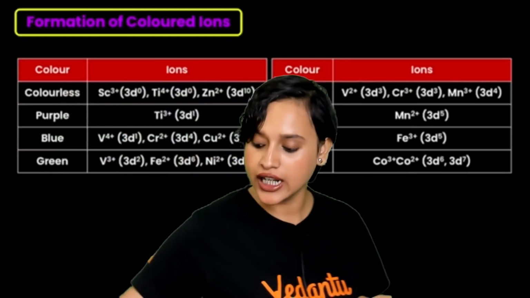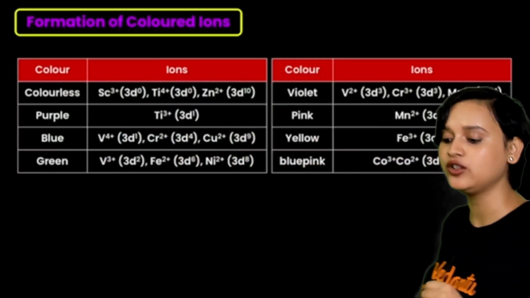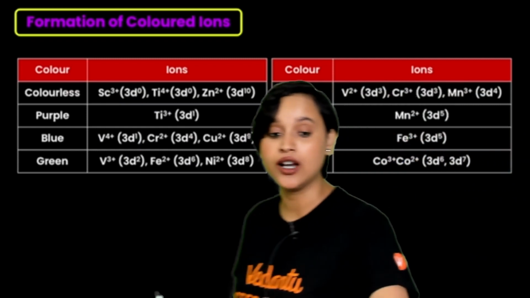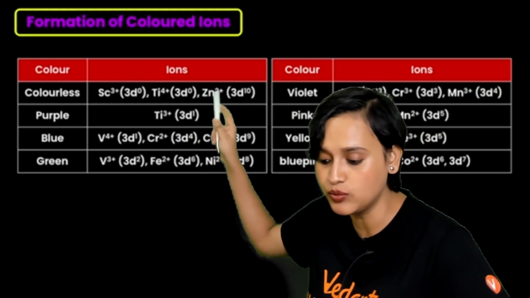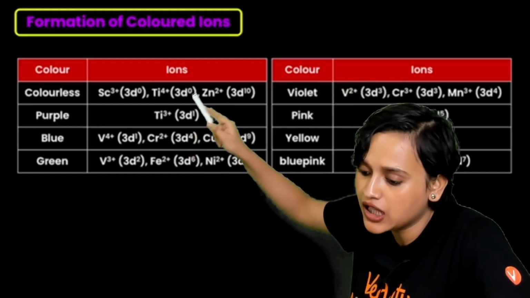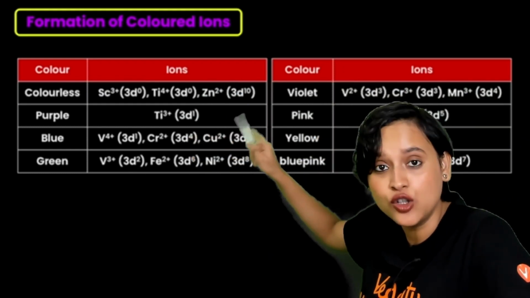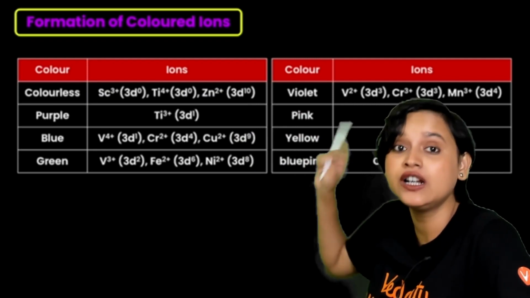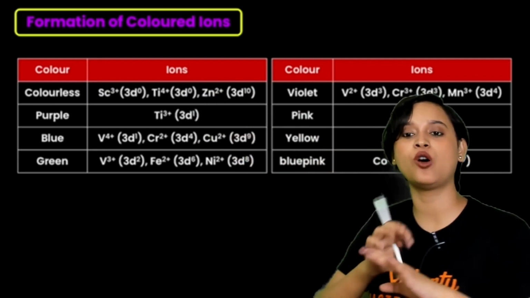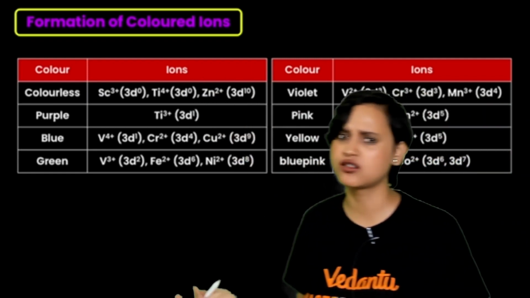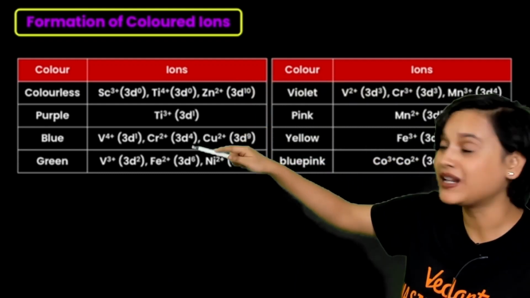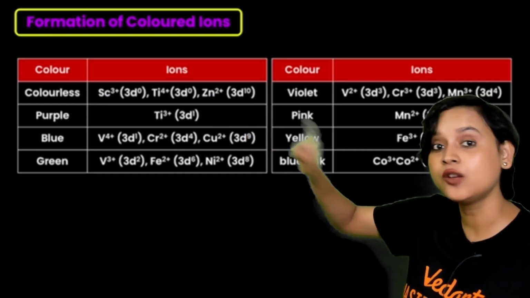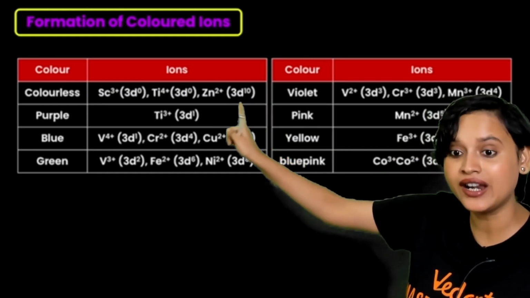Alright, so now take a look at it, everybody. You can see very clearly that the colorless compounds are Sc3+ 3d0, Ti4+ 3d0, Zn2+ 3d10. Fully filled or empty orbitals will always be colorless. No doubt about it, right? Absolutely correct. Now see, Ti3+ 3d1. There is one unpaired electron present.